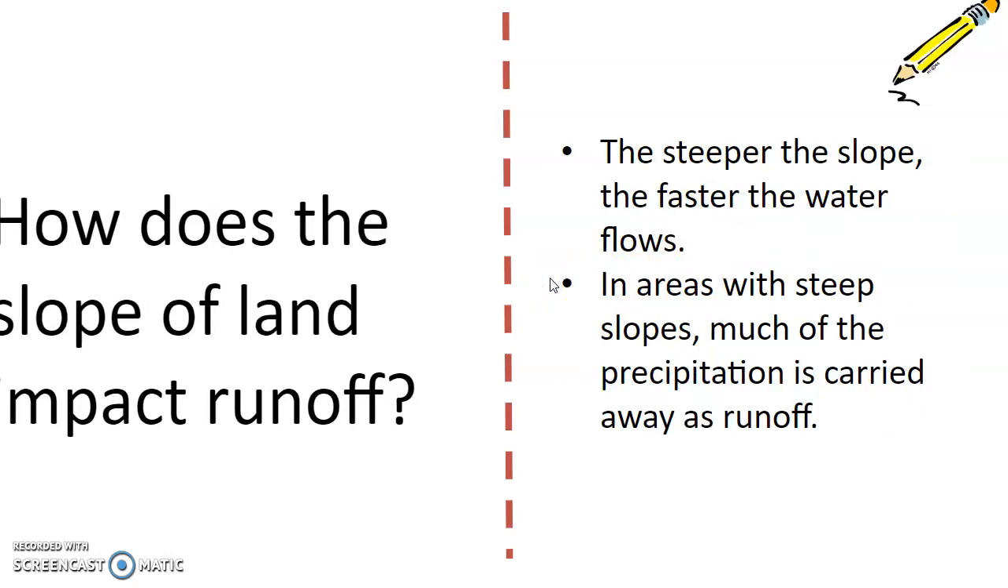So how does the slope of land impact runoff? The steeper the slope, the faster the water flows. As we can imagine, in areas with steeper slopes, much of the precipitation is carried away as runoff.